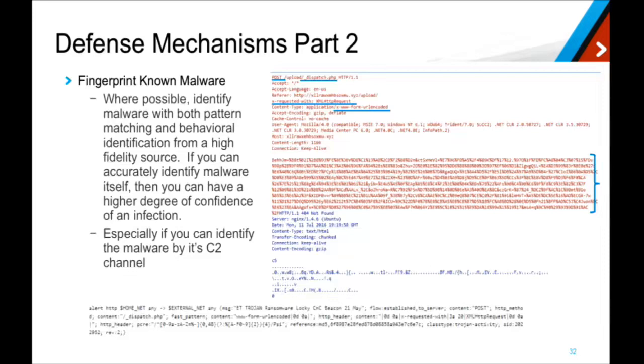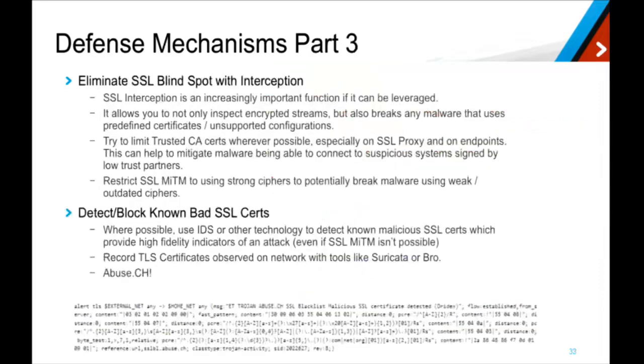A lot of people talk about the security poverty line, and that's true to some extent. But there are a lot of great open source tools. You don't have to break an arm and a leg to get your hands on them. This is a great example, because by fingerprinting the known malware, you can introduce a very good signal to noise ratio and identify the known bad.